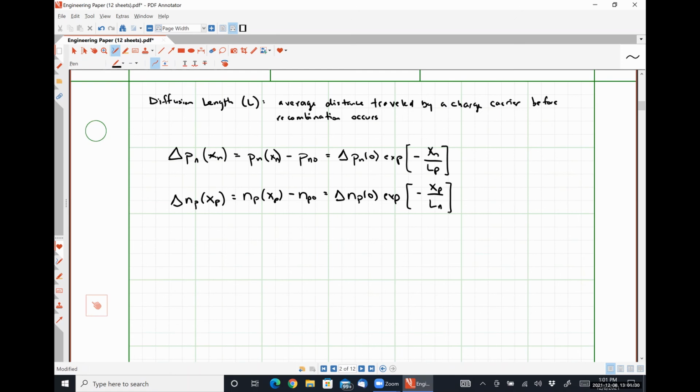Again, all this is telling us is how far above that equilibrium minority carrier concentration we are. So we observe that we have some initial value that's well above our concentration, and then we have a negative exponential decay as we move further and further into the crystal because the number of minority carriers is decreasing, right? So we should be able to now determine the diffusion current densities.